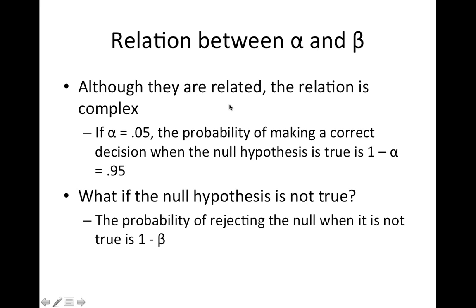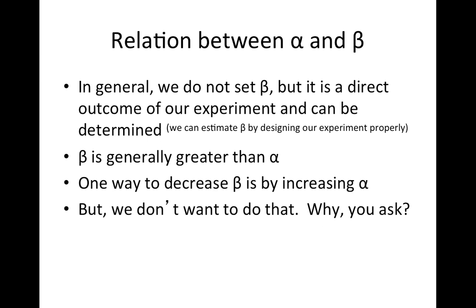The relationship between alpha and beta is very complex, as I said a second ago. The probability of making a correct decision, though, if the null hypothesis is true, is 1 minus alpha. Okay? What if the null hypothesis is not true? Well, then the probability of rejecting a null when it's not true is 1 minus beta. So these things move together. In general, we do not set beta, but it is a direct outcome of our experiment. It can be determined. Beta is generally greater than alpha. One way to decrease beta is by increasing alpha. But we don't want to do that.